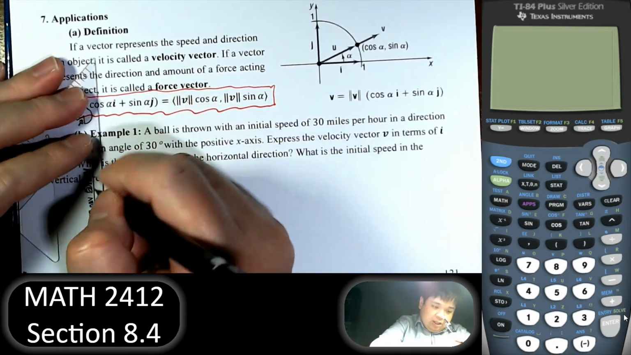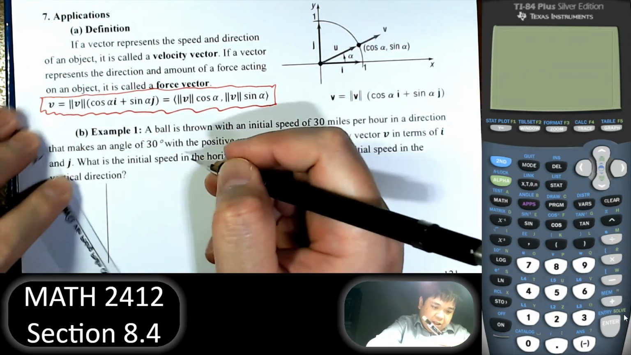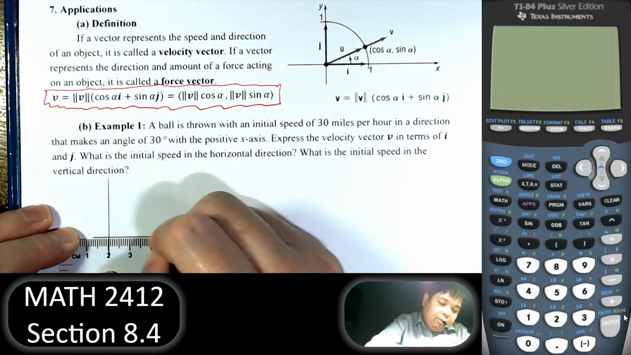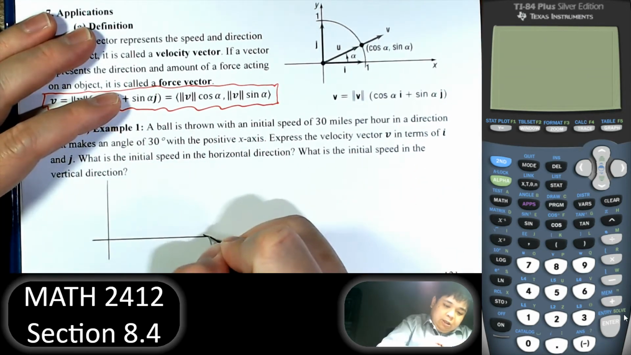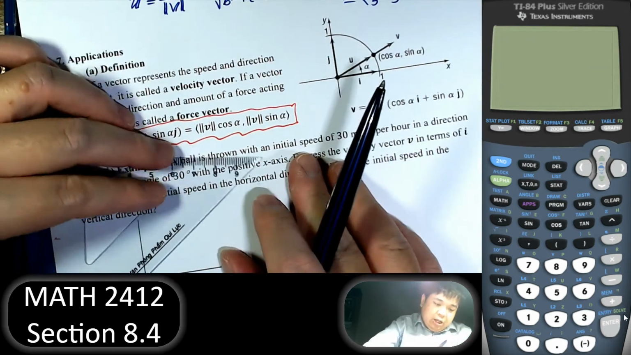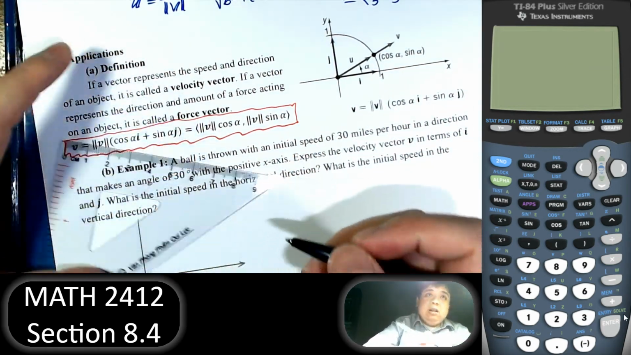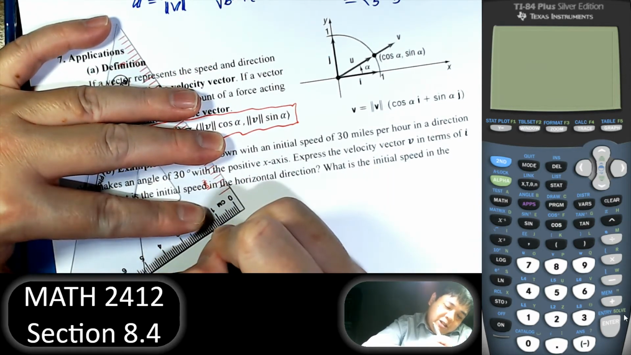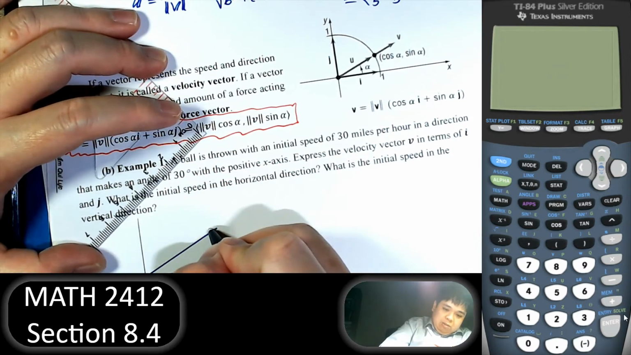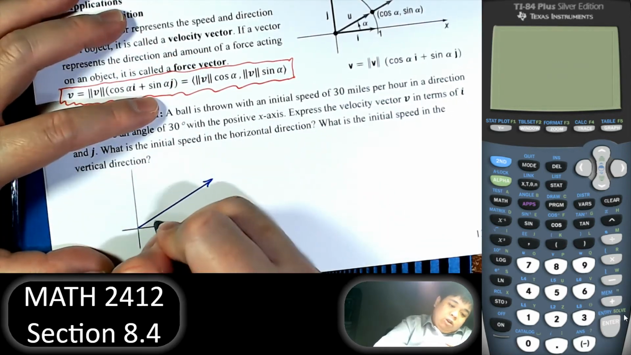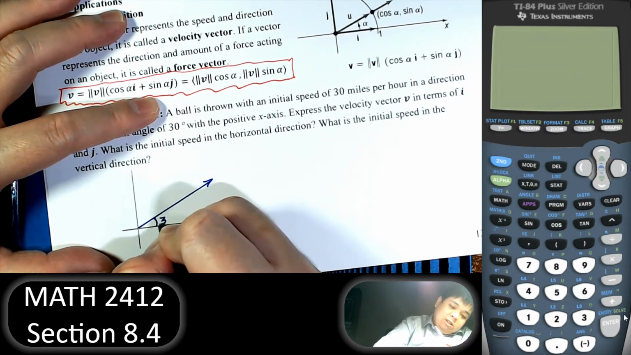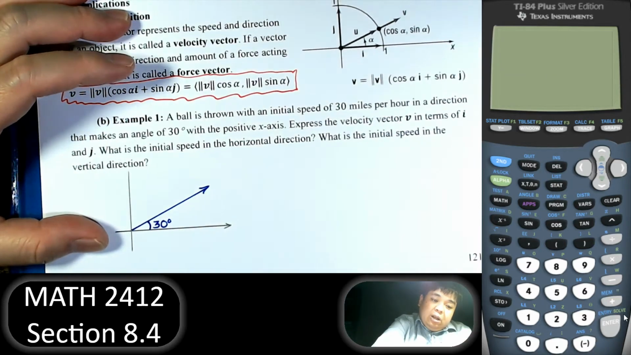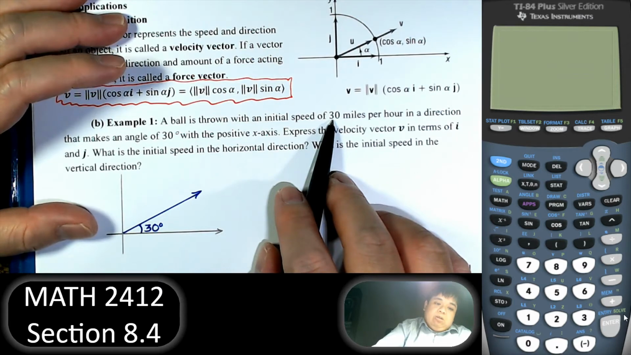So simple enough. Initially the ball is thrown at 30 degrees, so it's about that direction, 30 degrees with the positive x-axis. And the magnitude is 30 miles per hour.